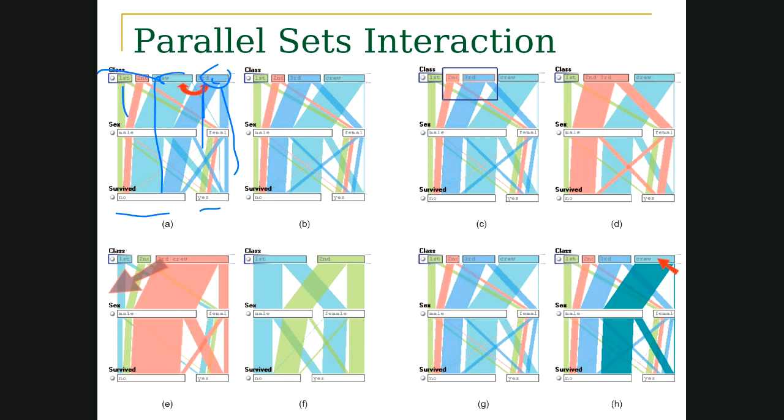Next, they describe different interaction techniques. For example, on this one, they just reorder these two to look for different information. On this one, they combine two of these. So you can see that they combine the second and third class together and see what happened there. And you can explore what happened with men and women. In this case, there are not that many sets, as you can see. Next, they're eliminating part of it and looking at the rest. That's what they're doing here.